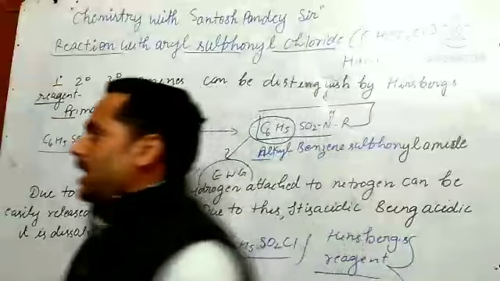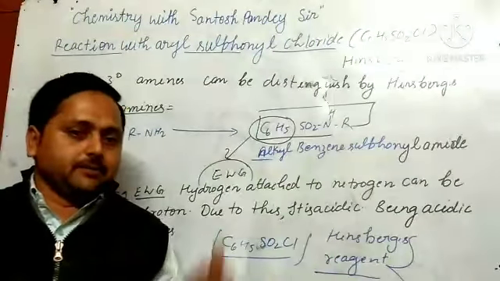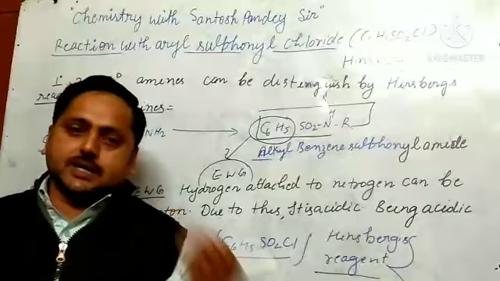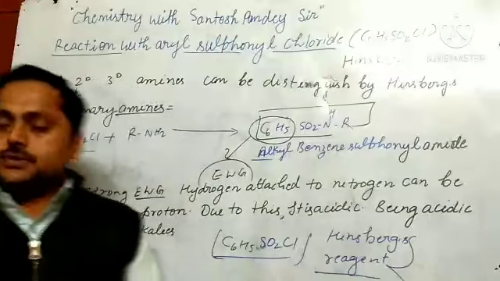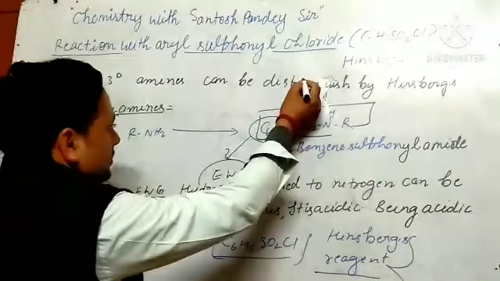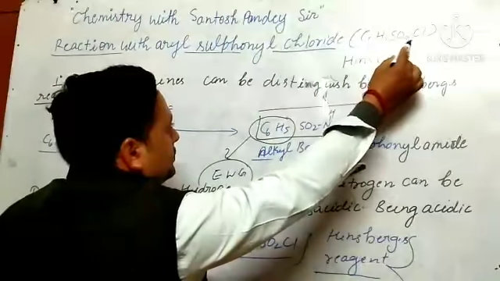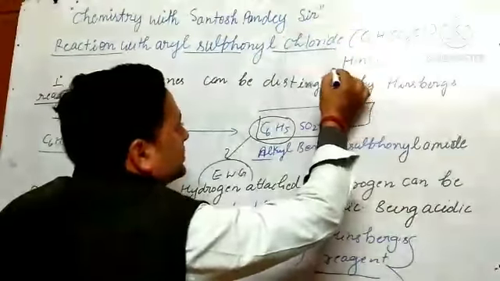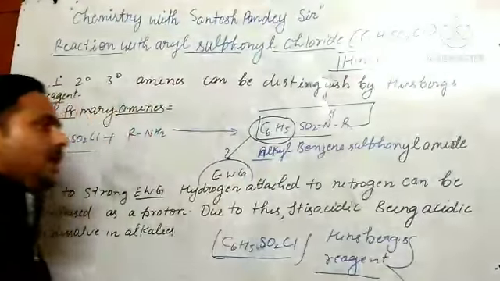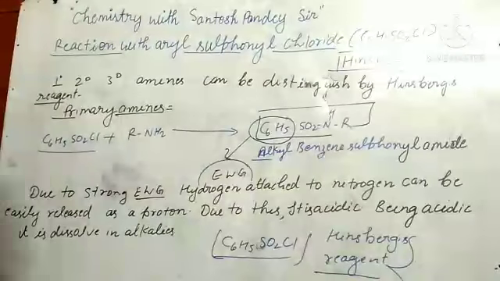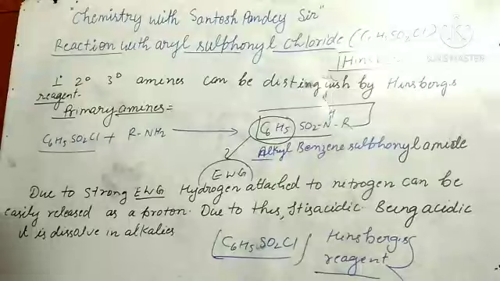So let us see how it is useful to distinguish primary, secondary and tertiary amines. One by one we will discuss, taking primary, secondary and tertiary amines. The formula of benzene sulfonyl chloride is C6H5SO2Cl, and the reaction is known as the Hinsberg reaction. It is a very important reaction and is used in the lab to distinguish primary, secondary and tertiary amines. Okay students, let us begin our topic.